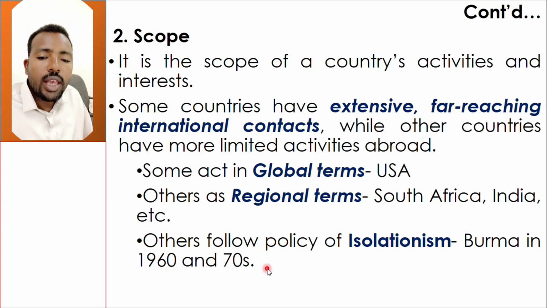Burma, for example, in 1960s and 70s, used this foreign policy. At one time, Japan also used this kind of policy. So, isolationism is isolating yourself from the global politics and focusing on your domestic political situations and patterns.